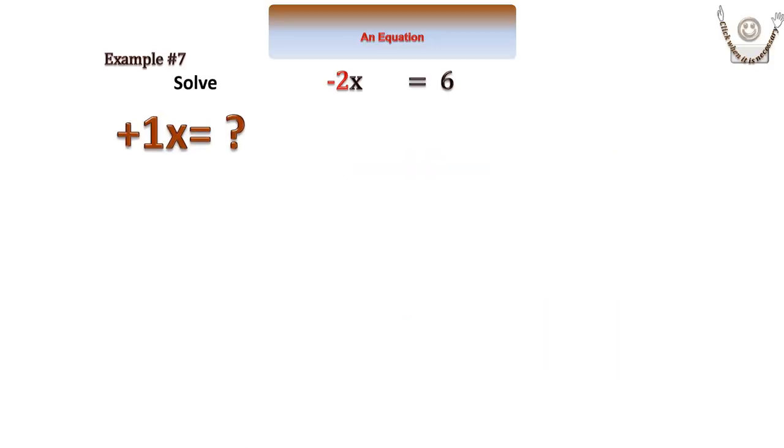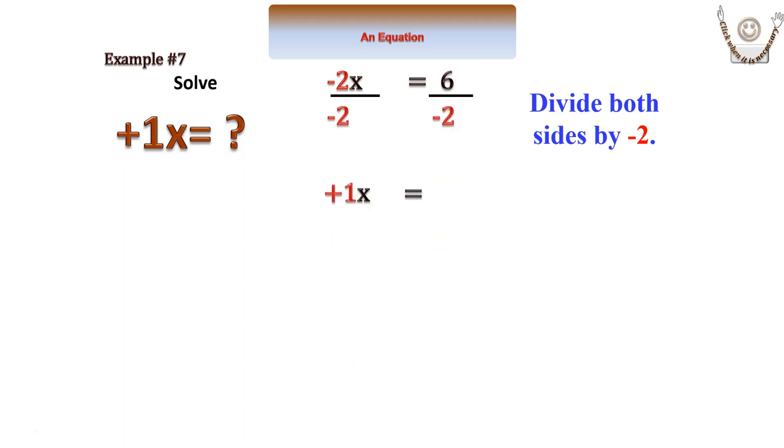Next example, negative 2 times x equals positive 6, and we are looking for positive 1x. How can we get positive 1x? We have to divide both sides by negative 2, and negative over negative will give us positive 2 over 2, 1. So positive 1x equals positive 6 divided by negative 2, just negative 3.